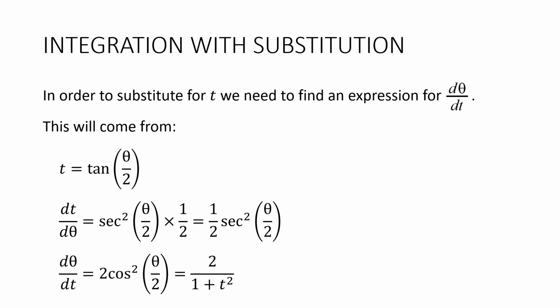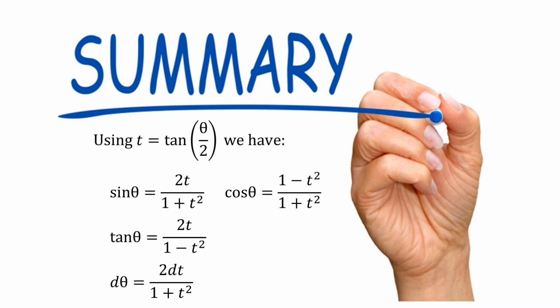substituting, I end up with 2 over 1 plus t squared. So in summary, using t equals tan theta on 2, we have sin theta equals 2t over 1 plus t squared, cos theta equals 1 minus t squared all over 1 plus t squared, tan theta equals 2t all over 1 minus t squared, and d theta is equal to 2 dt all over 1 plus t squared.